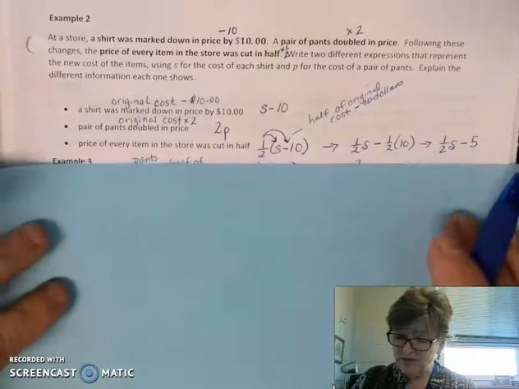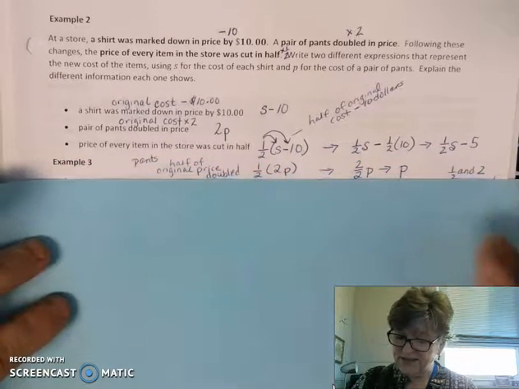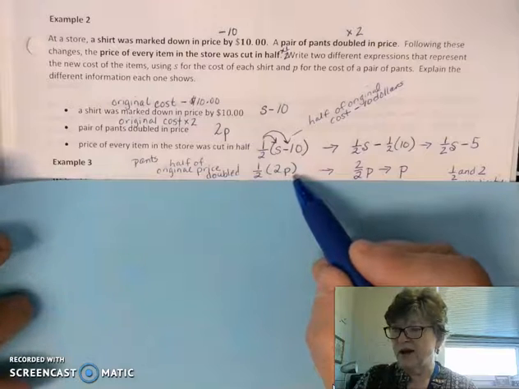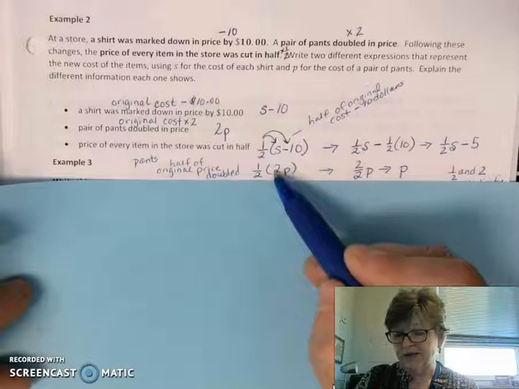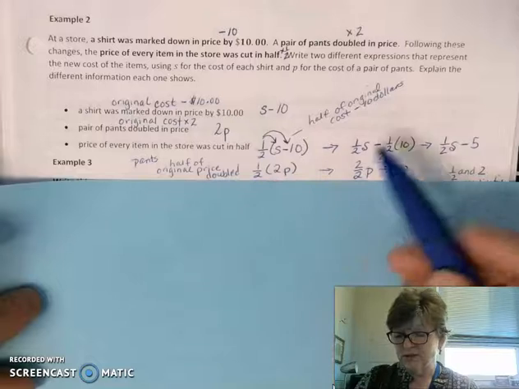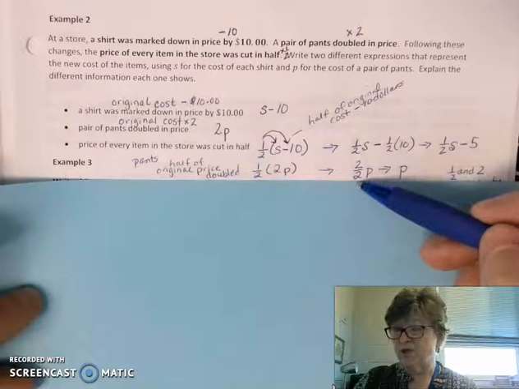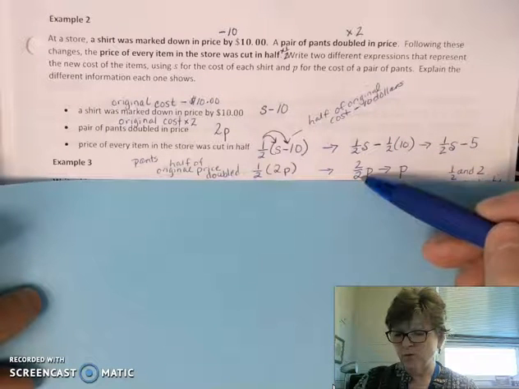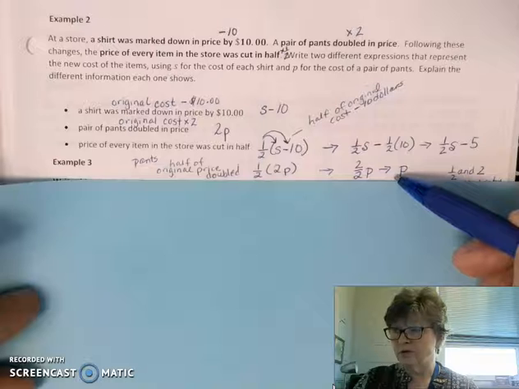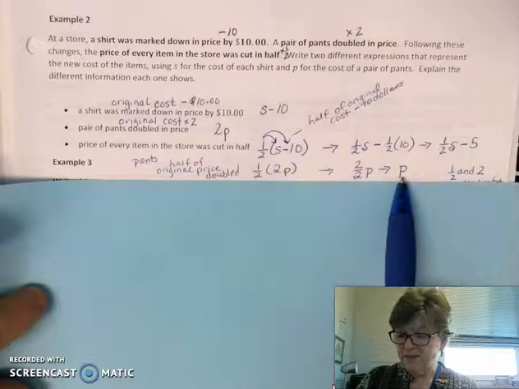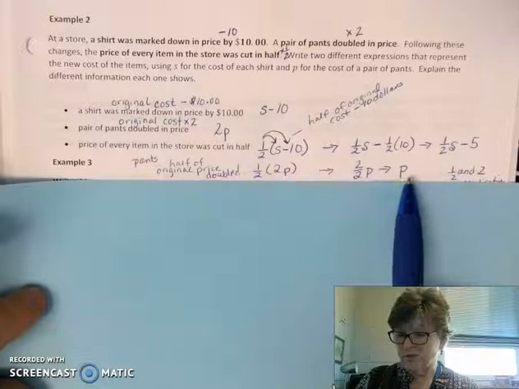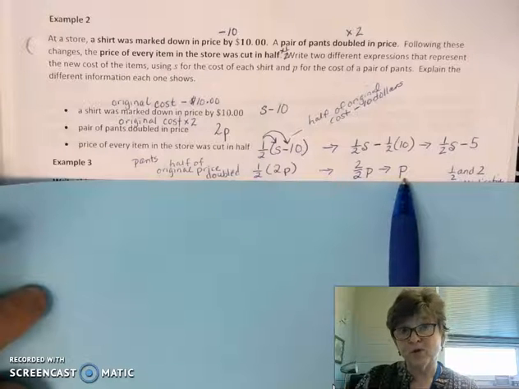And then with the cost of the pants, take a look at this. It's half of the doubled price. And are you noticing that this is the multiplicative inverse? So you end up with 2/2 P, which is 1/2. So the new price of the pants is going to be the first original price.